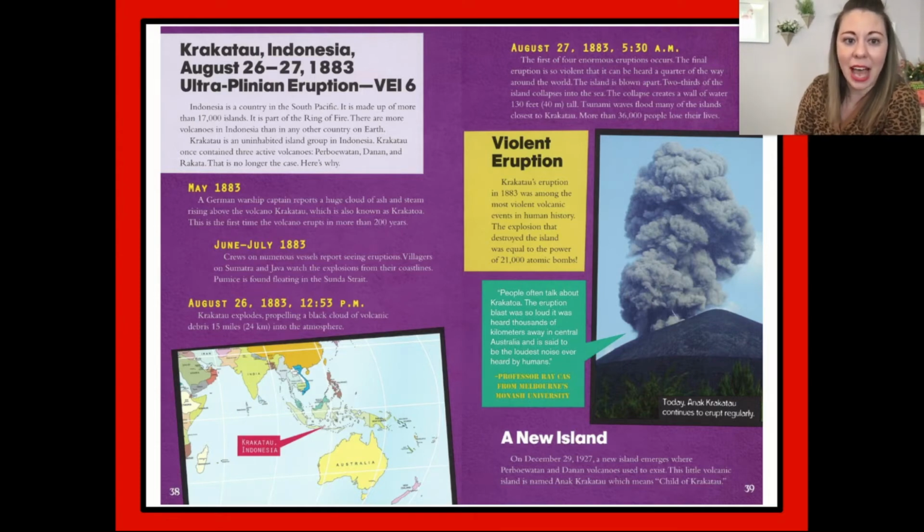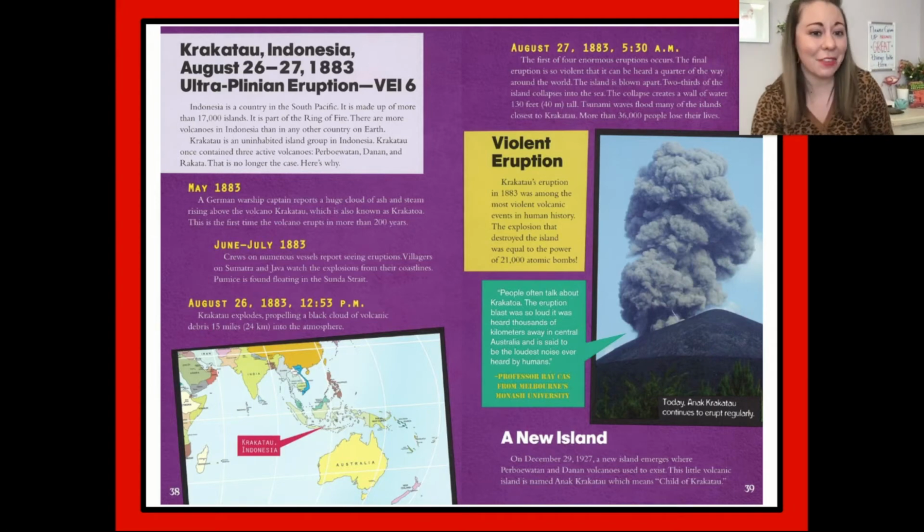Krakatau is an uninhabited island group in Indonesia. Krakatau once contained 3 active volcanoes, Perbuatan, Danan, and Rakata. That is no longer the case, and here's why. In May of 1883, a German warship captain reports a huge cloud of ash and steam rising above the volcano Krakatau, which is also known as Krakatoa.